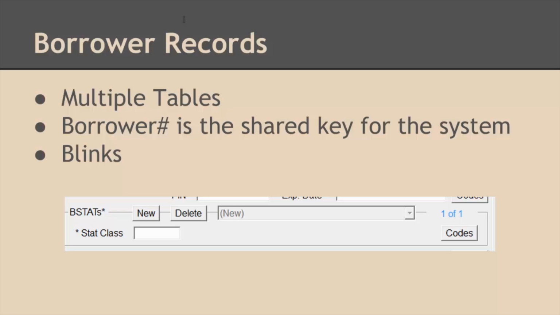And there is a reason I'm explaining all of this to you as we go along. That means that multiple copies of this one can exist. That's why you can have multiple B stats on a borrower record, multiple barcodes on a borrower record, multiple addresses, because all exist in blinks. They don't exist on the borrower record itself. They exist on a subtable, which is linked through the borrower number.